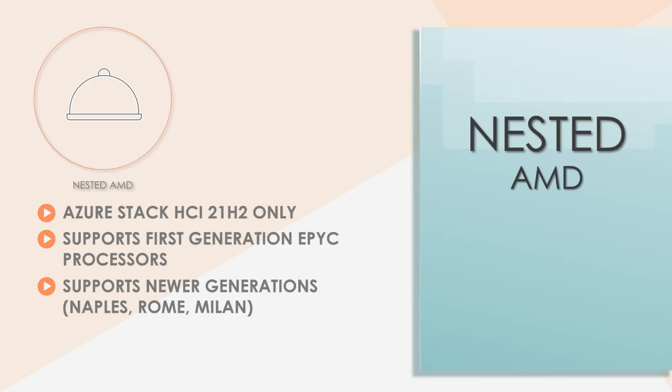You can run nested virtualization on first generation AMD EPYC processors or newer generations, Naples, Rome, and Milan. But this also requires the AMD Secure Virtual Machine or AMD Virtualization, AMD-V, enablement to be switched on to light up this capability.